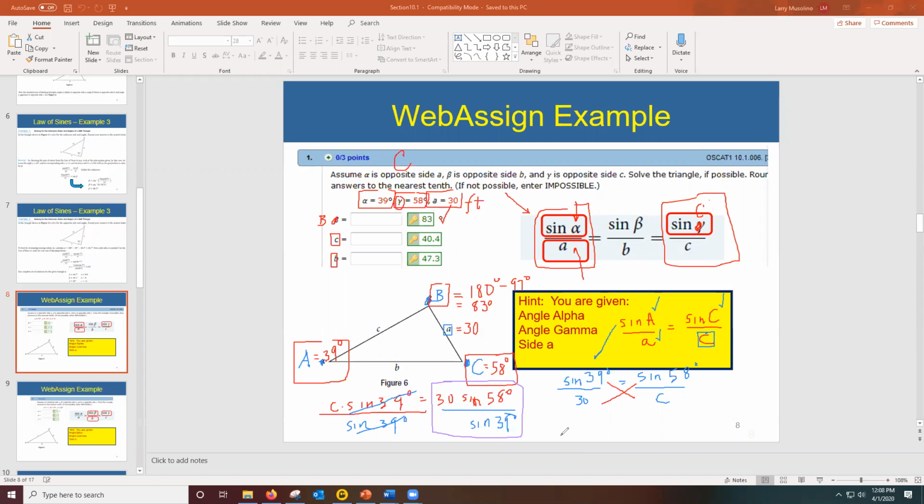Well, this is a job for your calculator. So on your calculator, you have a sine button. And if you don't have a calculator that has a sine button, you can use many online calculators. So I'm going to type this into my calculator. It's going to be 30 times the sine of 58 divided by the sine of 39 degrees. And folks, it's a good idea to do this all at once on your calculator. Meaning, let your calculator work this out in one entry, on one line.